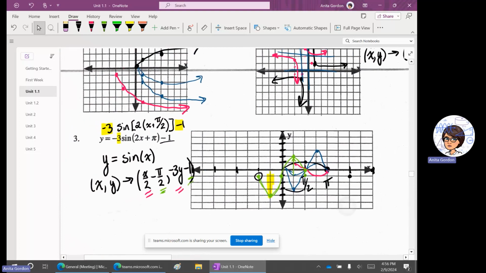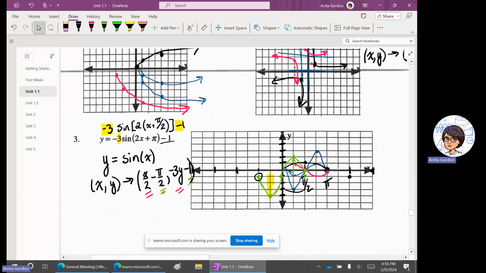All right. That's probably the most complicated one that I can think of to do without being totally mean. So this is just, again, an all-in-one example of what we do when we have translations. We still have to follow BEDMAS. So reflections and compressions come first, then we shift our final product to where we need it to be. Okay?